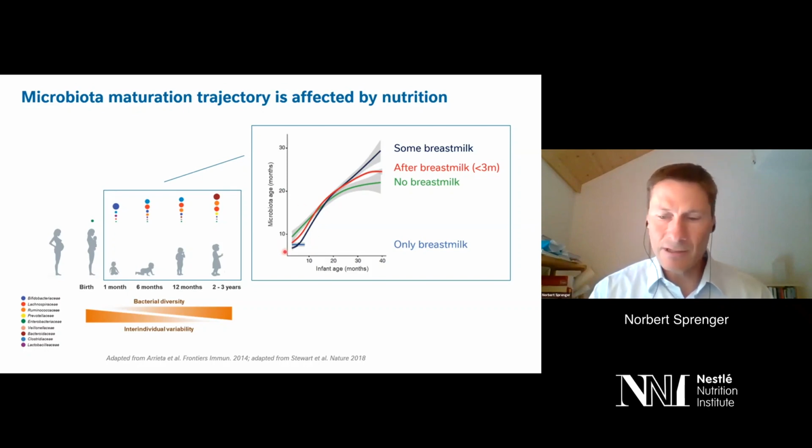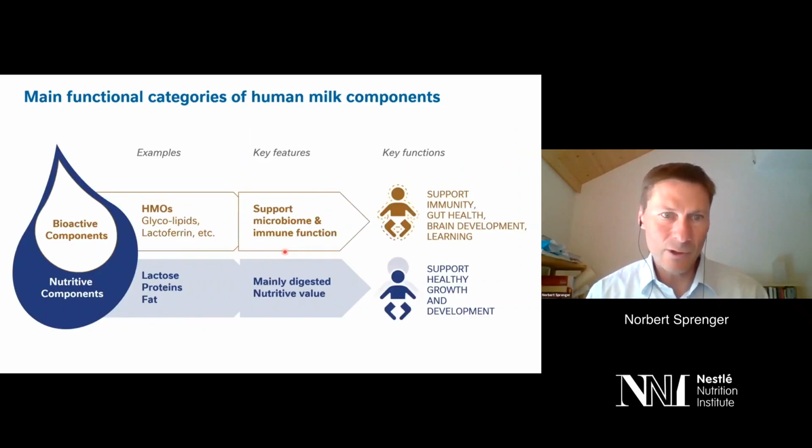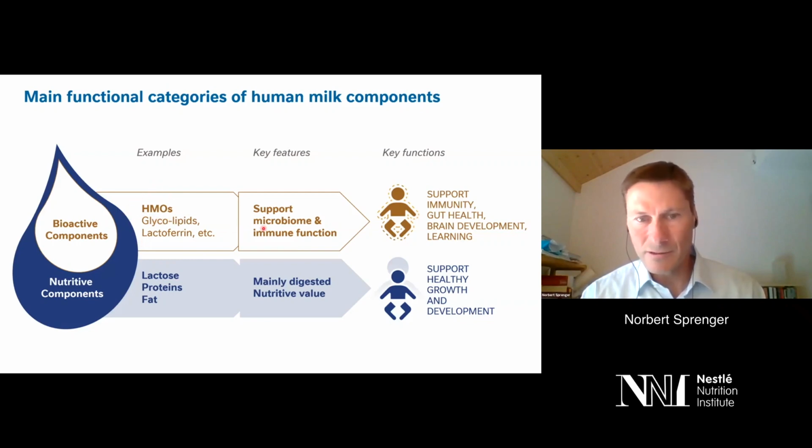So this is very interesting, and obviously the question is, what is in breast milk that makes the trajectory different? And I think we don't need to explain too much about the breast milk components here. So we have bioactive components and we have nutritive components, and among the bioactive components, we have the so-called human milk oligosaccharides, or HMOs, that are probably the most relevant ones here to support the microbiome development, an appropriate development.